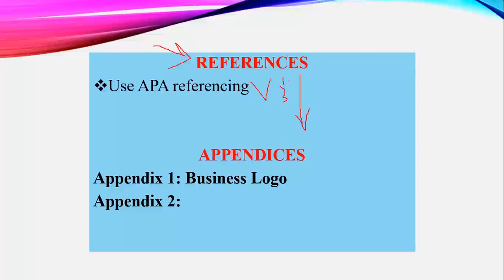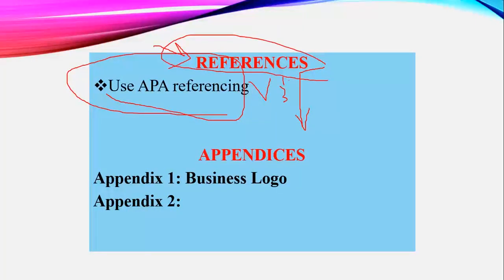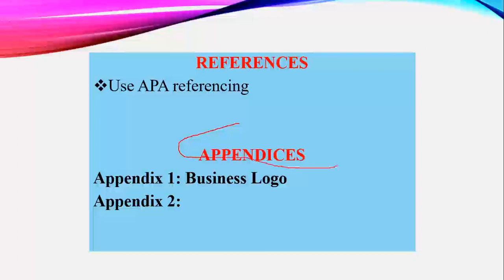You put the references, and you normally use APA referencing. Again, I'm going to show you that later on, how you write it. That is a page on its own. It's a major heading, and you can see I've put it in capital letters, centered. It's another heading on its own. Another heading is the appendices. Appendices, in simple terms, I may call attachments. What else have you attached to this document?